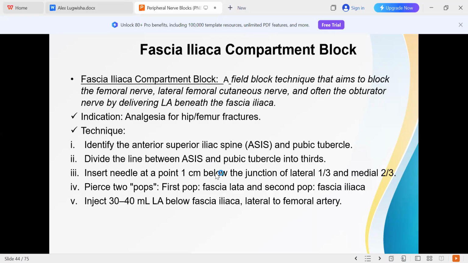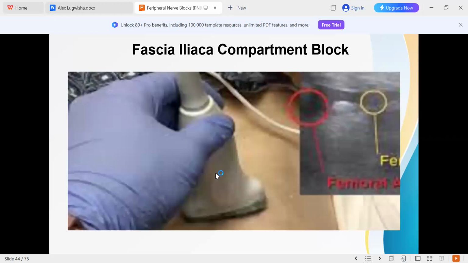You draw a line between the two structures, and at the junction of the lateral one-third and medial two-thirds is where you insert your needle. You should feel two pops as you pierce the fascia lata and the fascia iliaca. Once you pierce the fascia iliaca, lateral to the femoral artery, you deposit about 30 to 40 mL. It's a high volume block because it's a compartment block. And this is how you do it here.